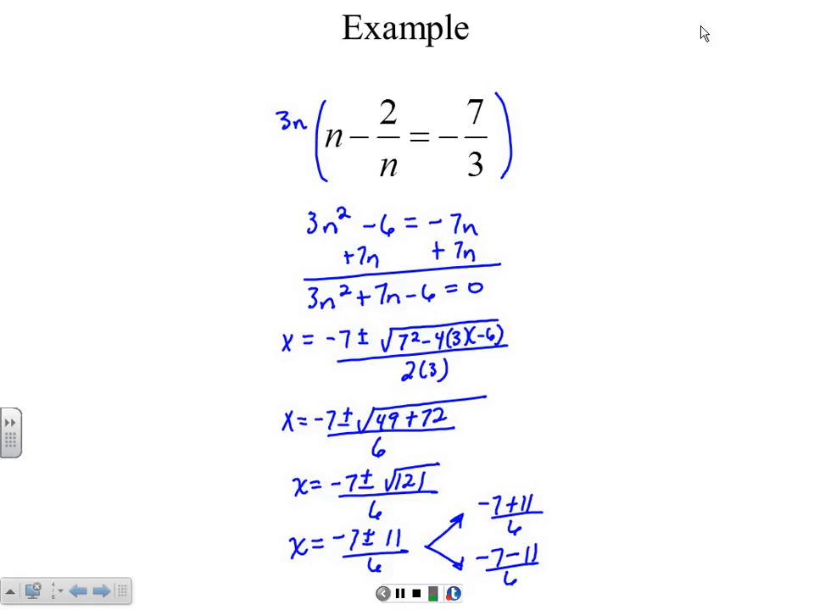So you'll have negative 7 and 11 is going to be 4 over 6, which is going to be 2/3. And then this one is going to be negative 18 over 6, which is going to be negative 3. And so these are your two answers. And because I got these numbers here, I know that this would have factored. But again, if the leading coefficient is not 1, then I'm going to use the quadratic formula instead of factoring.